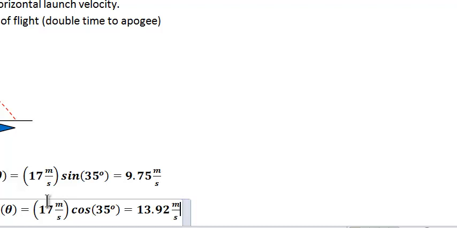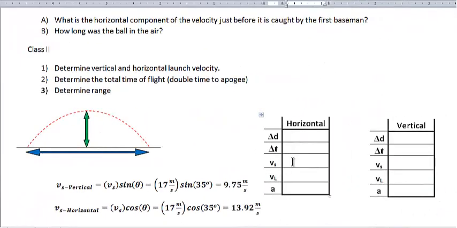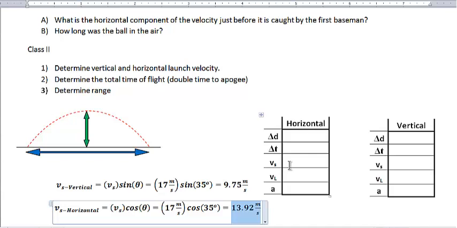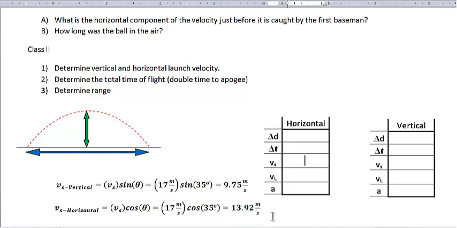Now, looks like we need us one of those there kinematic charts. I've given us two separate kinematic charts, because I know how this problem turns out, I decided to do it that way. The first question asked us is, what is the horizontal component of the velocity just before it is caught by the first baseman? That would be horizontal velocity later. But let's start by filling in what we know about this chart. We know, because we figured it out just a moment ago, that the starting velocity horizontally is 13.92 meters per second. So we'll put it right there.